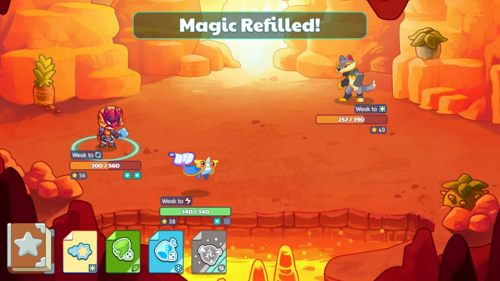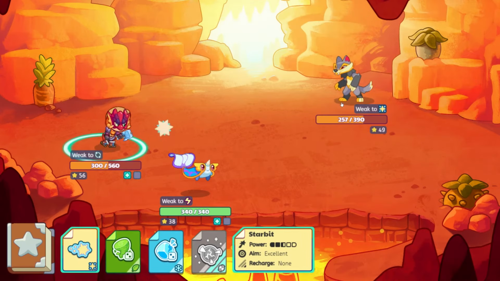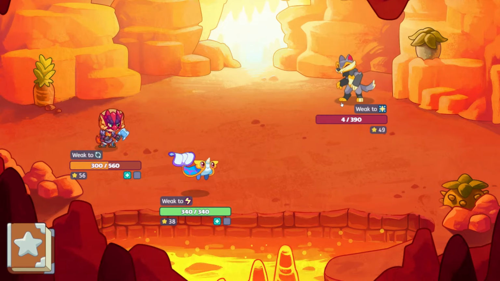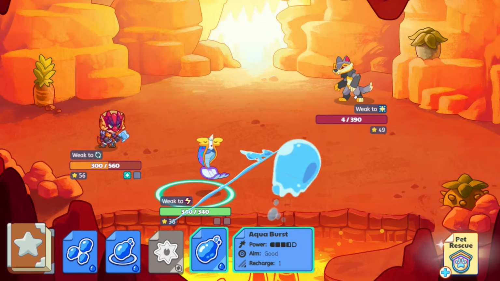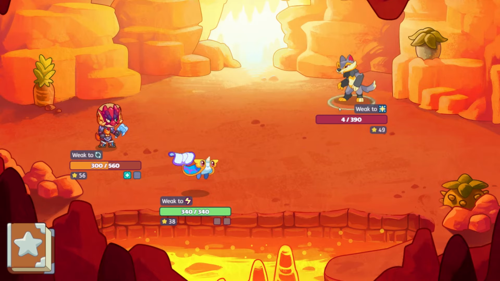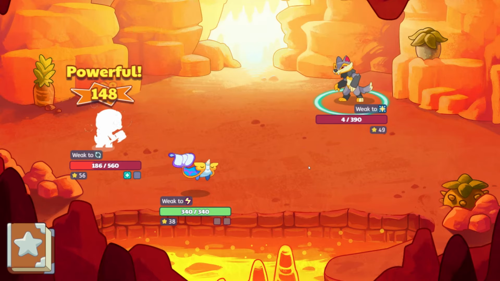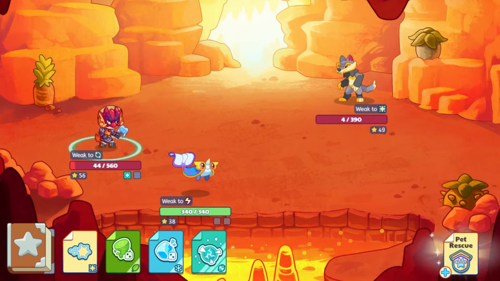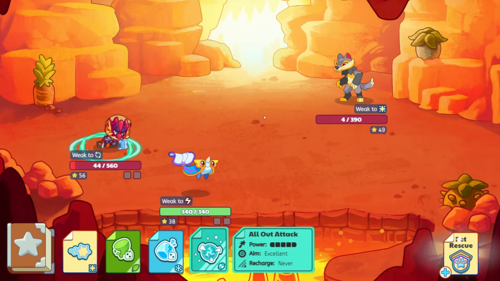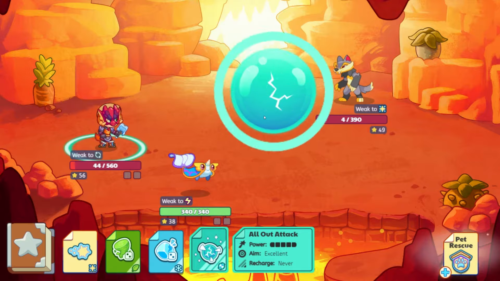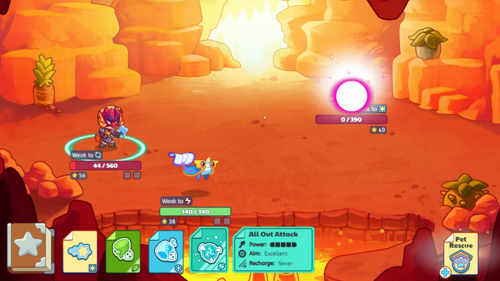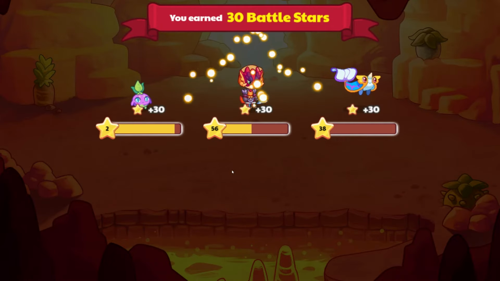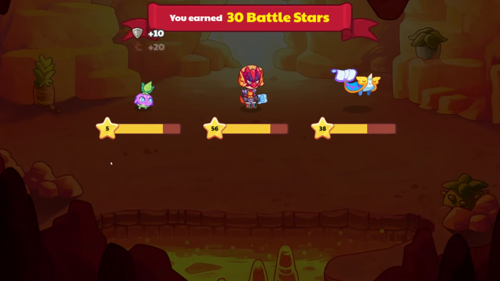All right, and then let's see what Starbit does here. Not quite enough, but that's okay. We're good. Hopefully this lands. It doesn't. Whoa, that was close. Let's just be sure here. Let's just be sure. How much damage? 471. Awesome, awesome. All right. We learned Thump.